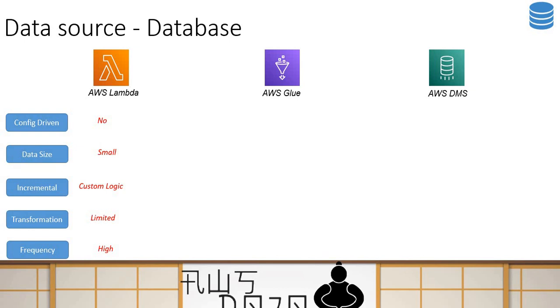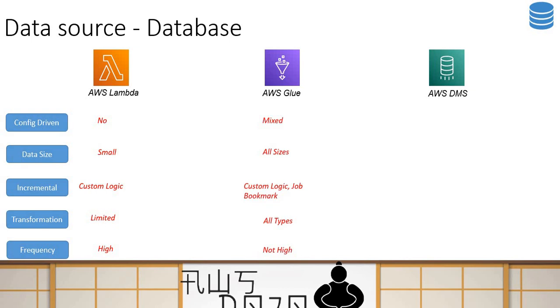But the Lambda function is very good if you have very high frequency ingestion, like if you want to run the Lambda function every second, every 2 seconds, every 5 seconds, Lambda can really do it for you. So these are the assessments you have to keep in mind when you are trying to choose Lambda function as a way to ingest data from your databases.